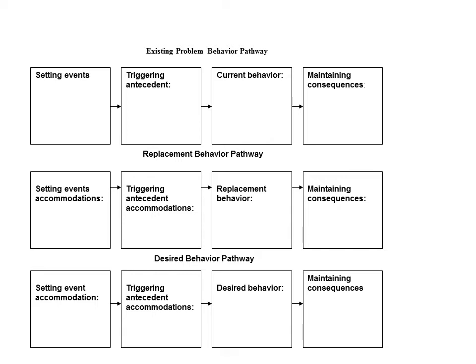Then we look at a replacement behavior, something that might lead to the same function as a problem behavior, and we consider what antecedents might be relevant here. And then finally, we look at a desired pathway. We look at the behavior that we ultimately want the student to do, and we realize that this may be something that'll take some time to get to. We may have several intermediate steps before we get to that final desired behavior. But we need to think in terms of what are the antecedents that would occasion that behavior, and what kinds of maintaining consequences might we need to maintain that behavior.